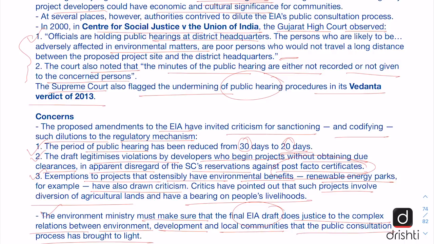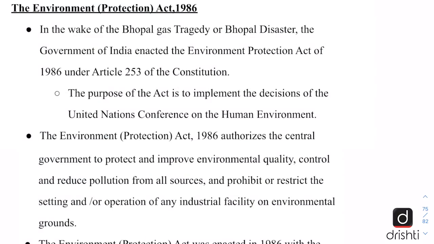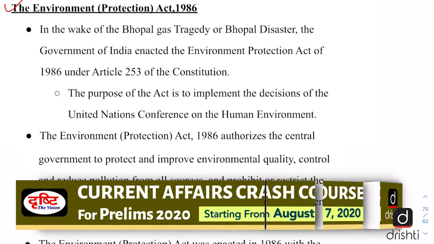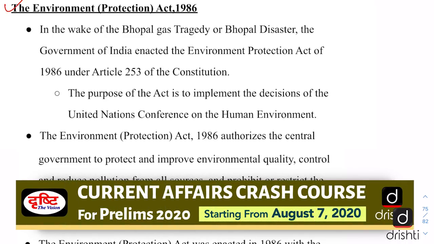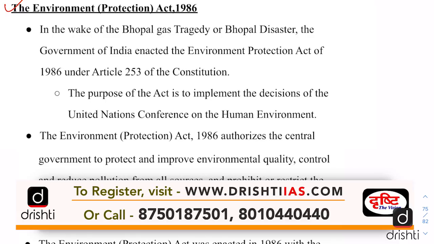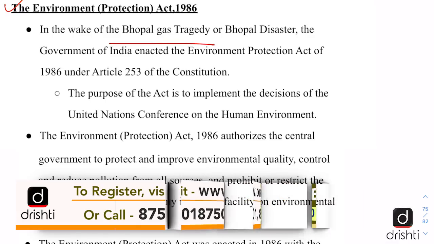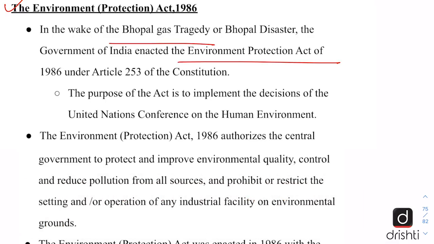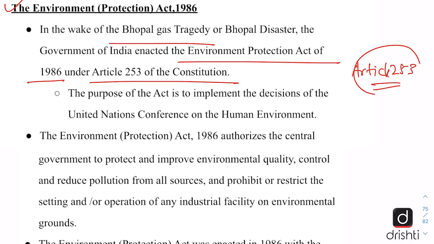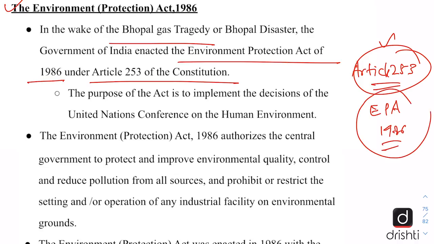Now let us look at key concepts. In key concepts, let us look at the Environment Protection Act of 1986. So in the wake of the Bhopal gas tragedy, the Government of India enacted the Environment Protection Act of 1986 under Article 253 of the Constitution. This is very important from the prelims point of view, that we should know under which article this Act has been enacted. So it is Article 253 of the Constitution.